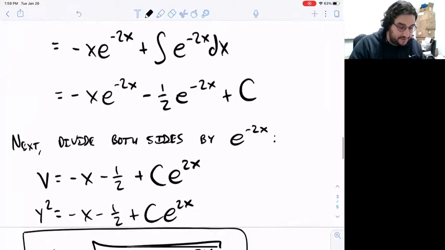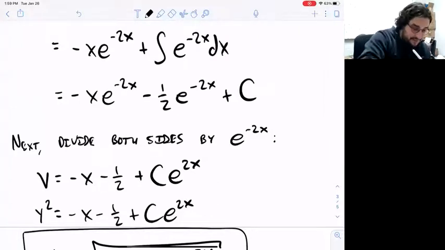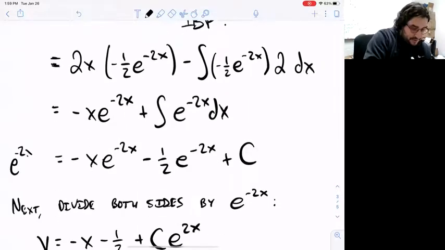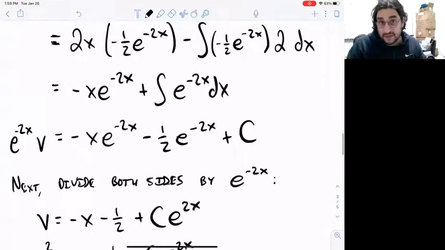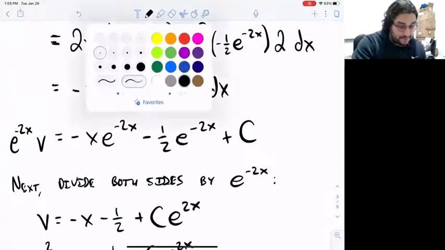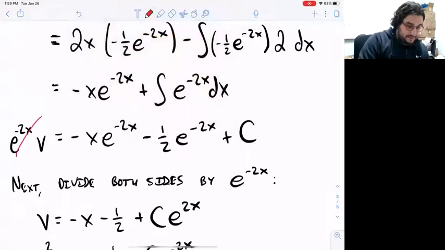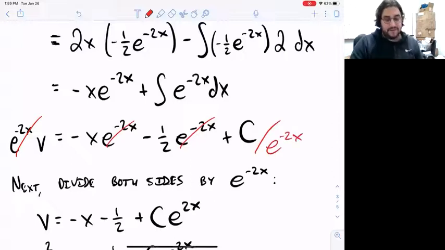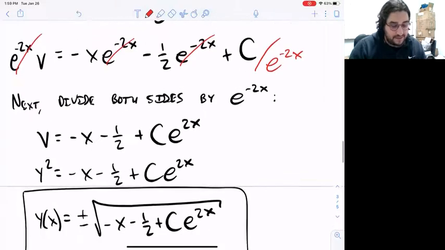Once you have that integral calculated, then you just divide both sides by e to the minus 2x. Because remember what's on the left-hand side here, it's e to the minus 2x v. I'm trying to solve for v, so I divide both sides by e to the minus 2x. Well, when I do that, that's going to cancel, cancel, cancel. And then here I'm dividing this by e to the minus 2x. Well, you have a negative power in the denominator, so bump that up to the numerator. That becomes then c e to the positive 2x, right?